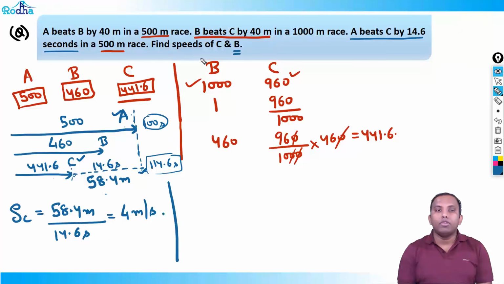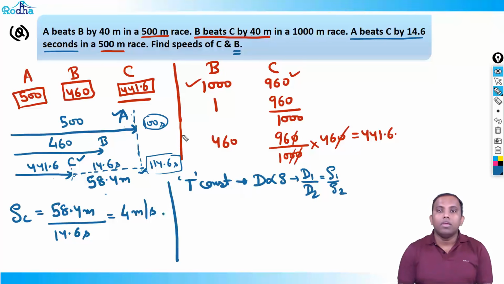For finding the speed of B, see, in races, most of the time, races start at the same time. So since races start at the same time, you can always take time as constant. For a certain time both are running, the time is constant. So if time is constant, distance is proportional to speed. That is d1 by d2 is equal to s1 by s2. This is something I can apply in races.